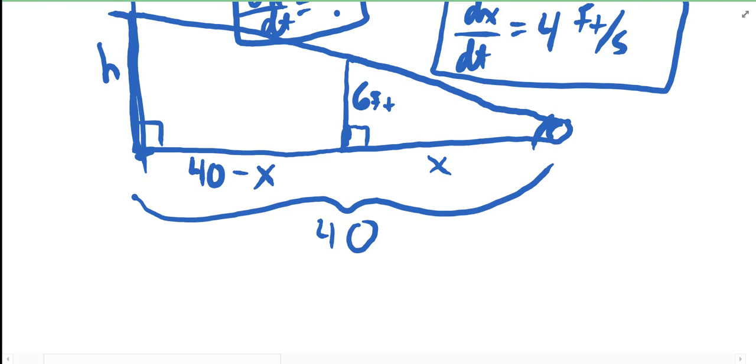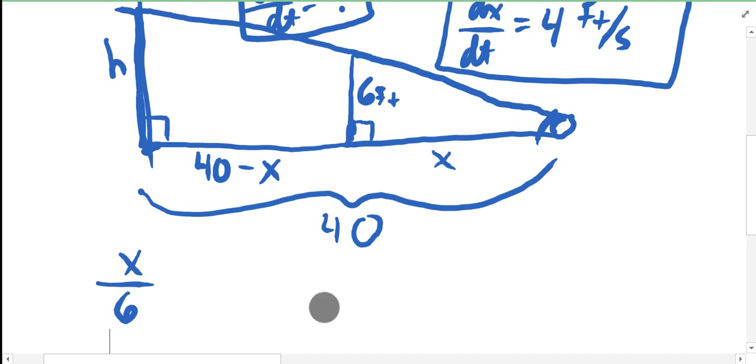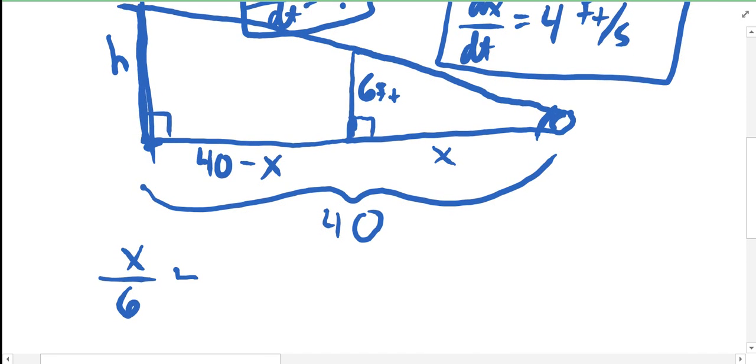X over 6. H over 6. That's X over 6 worth 2. Oh, so you want to say h over 6. I mean, it doesn't really matter. It doesn't, but we can do whatever. Okay, well, let's do x over 6 then. So if we do x over 6, then we have to do what over what? We have to do 40 over h.